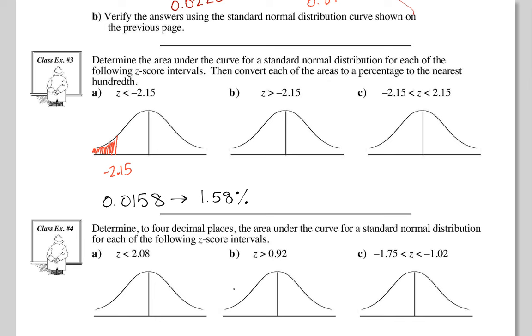Now think about this percentage. Let's say you did an exam in this class and the data was normally distributed. If you scored 2.15 standard deviations below the average, you're only better than about 1.5% of the people who wrote the test.